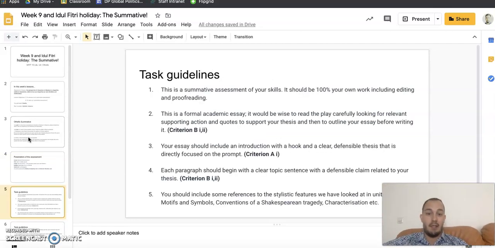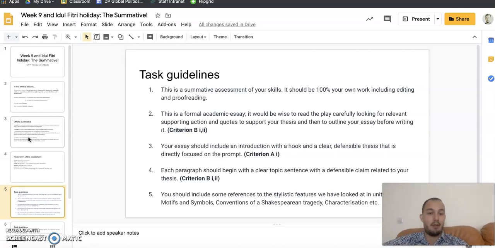Here are some guidelines. This is a summative assessment of your skills. It should be 100% your own work, obviously, and this includes editing and proofreading. This is a formal academic essay, so it would be wise to read the play carefully, looking for relevant supporting action and quotes to support your thesis statement. Plan your essay before writing. I've given you a plan, which I'll show you in a minute. Don't just start writing it.